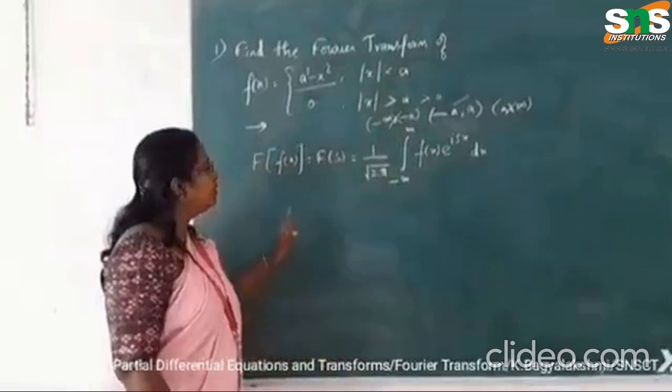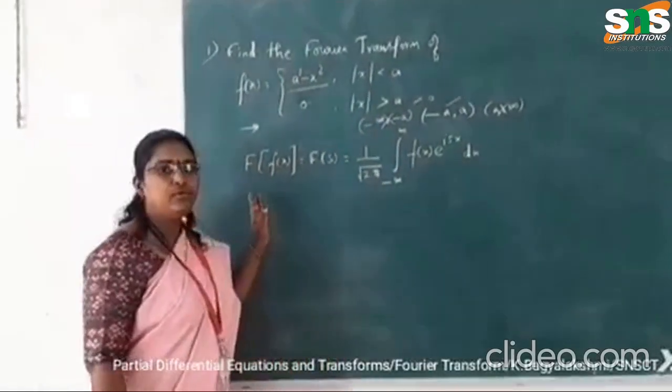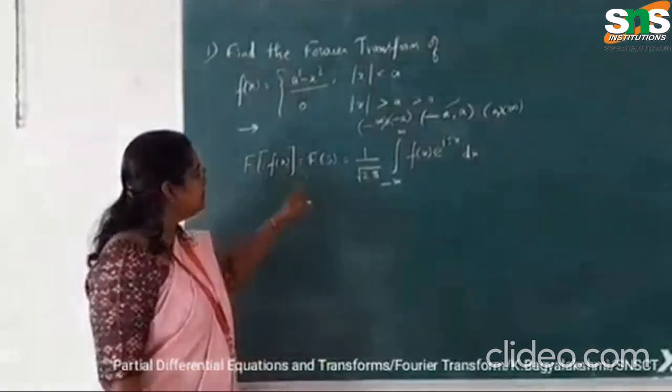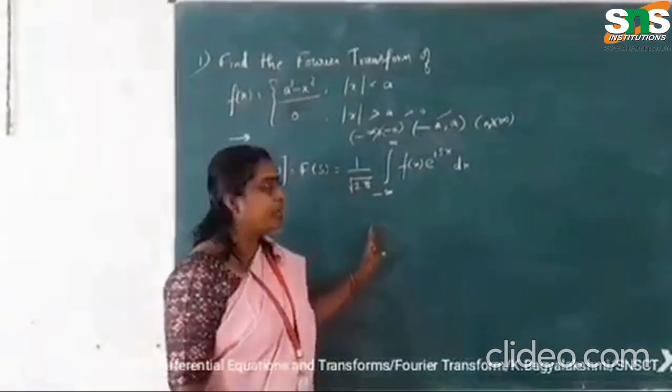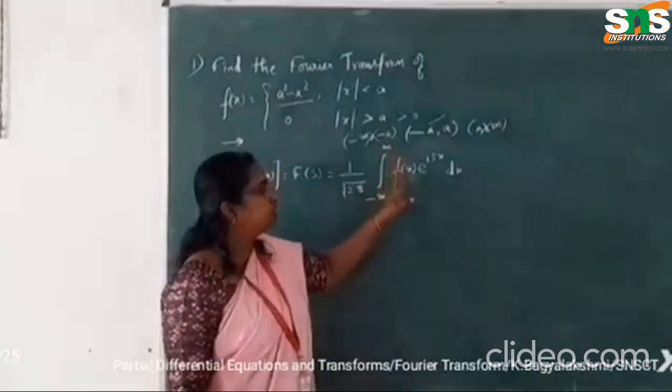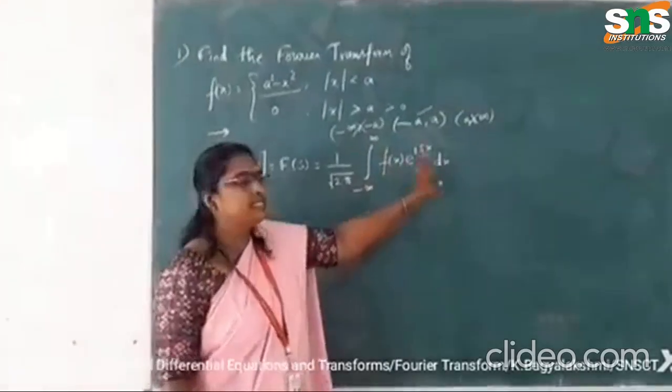First we can write the Fourier transform formula. That is, F(s) equals 1 divided by root of 2π, integral from minus infinity to plus infinity of f(x) e^(isx) dx.